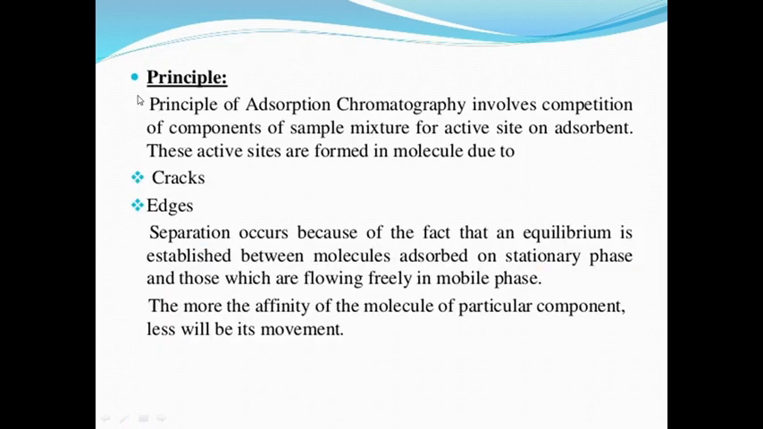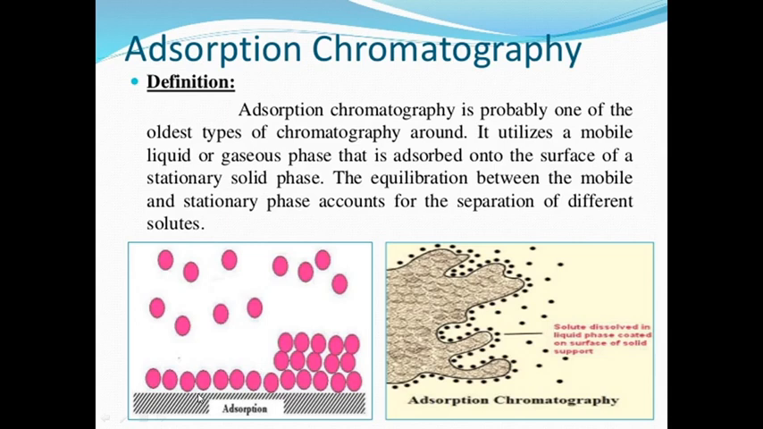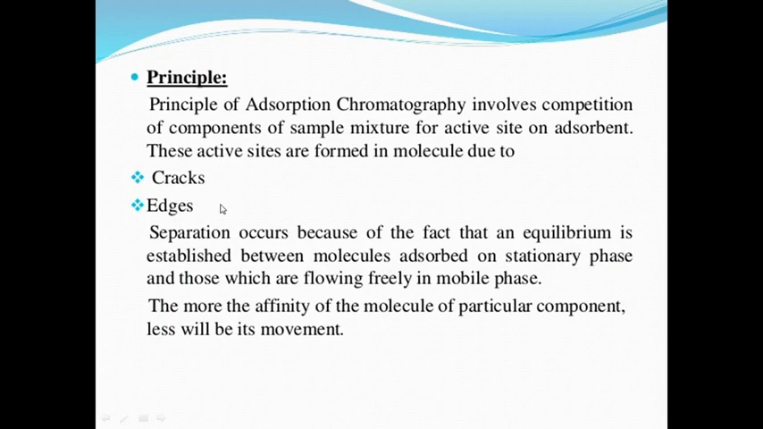Now the principle of adsorption chromatography involves the competition of components of a sample mixture. Here components means analytes. Competition arises between the two phases with respect to the analytes or components of a mixture for active sites on the adsorbent. You can see this is the surface of the adsorbent. At the surface of the adsorbent we may have some active sites. So the competition arises to occupy the active sites by these analytes or components. Those active sites are created due to the cracks and edges.